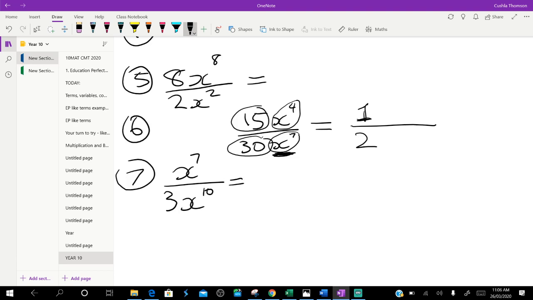So here I've got x to the power of 7 and x to the power of 4, and so x to the power of 4 minus 7 is x to the power of negative 3.